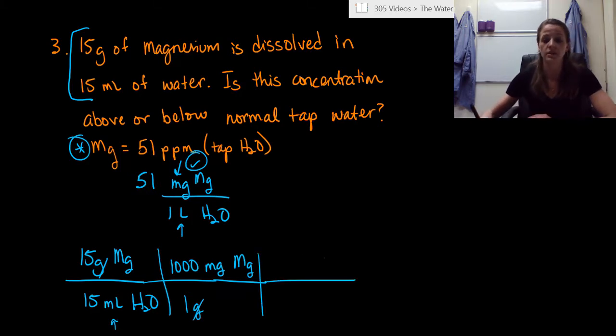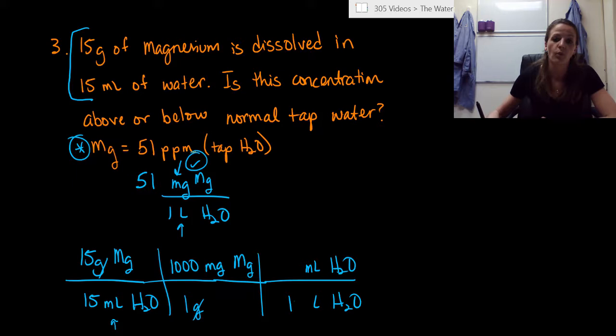Milliliters are on the bottom here, so they need to be on the top. If we have milliliters of water and we're trying to get to liters of water, we know that in every 1 liter of water, we have 1,000 milliliters. So now let's check our unit. Our milliliters are gone, and we're left over in milligrams per liter, which is perfect.